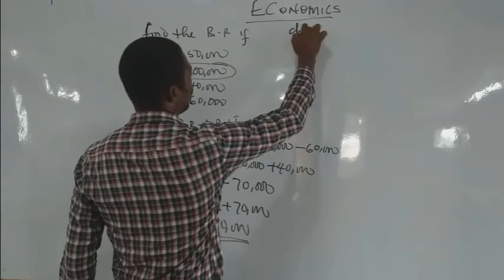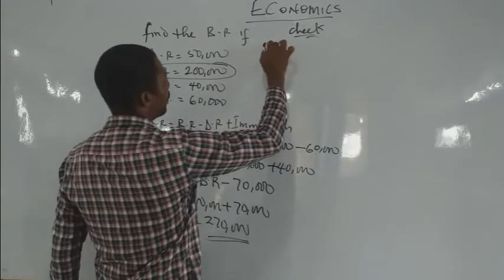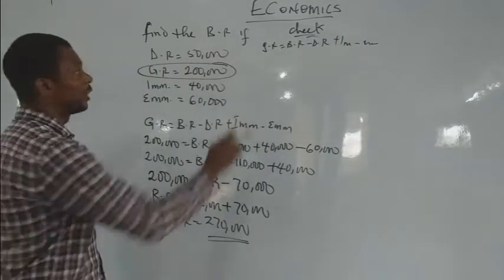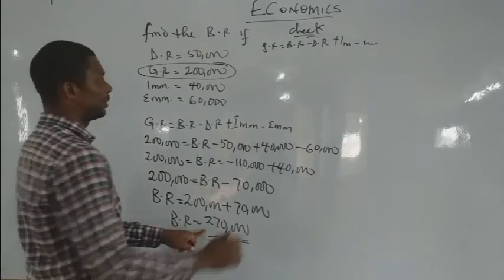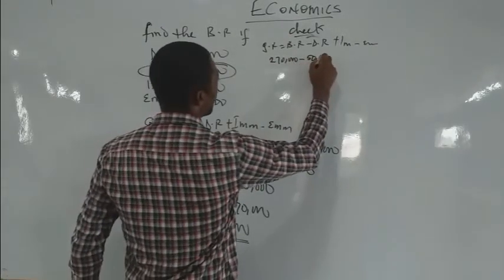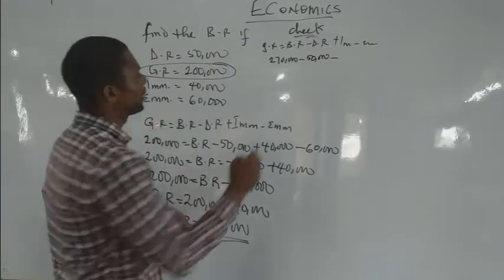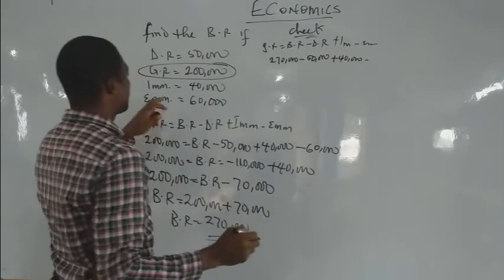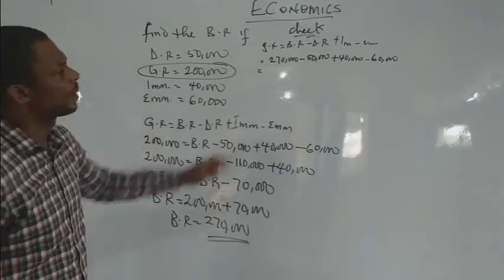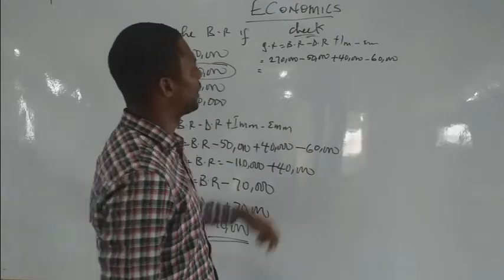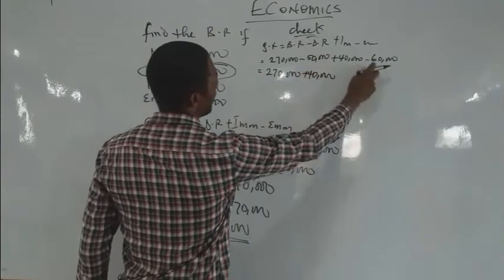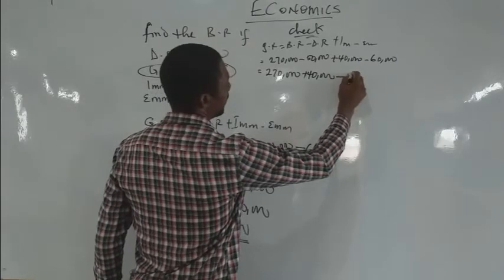Let's check. I know that my growth rate formula is birth rate minus death rate plus immigrants minus emigrants. I want to see if it gives us 200,000. We have our birth rate as 270,000, minus the death rate, 50,000, plus immigrants, 40,000, minus emigrants, 60,000. You realize that the death rate and the emigrants together make 110,000. So I have 270,000 plus 40,000, minus 110,000.